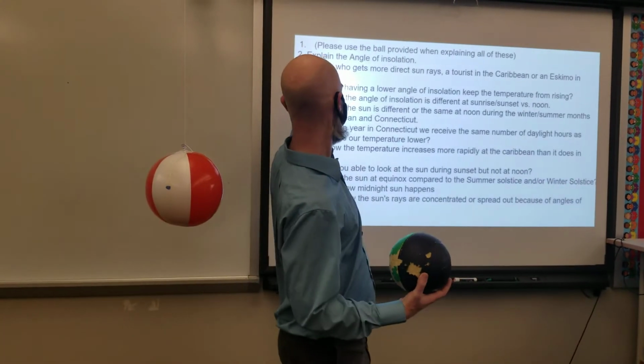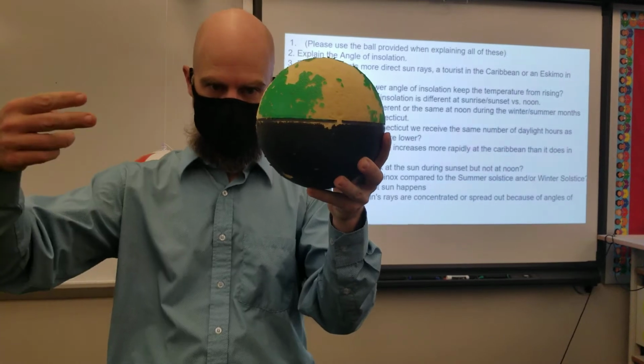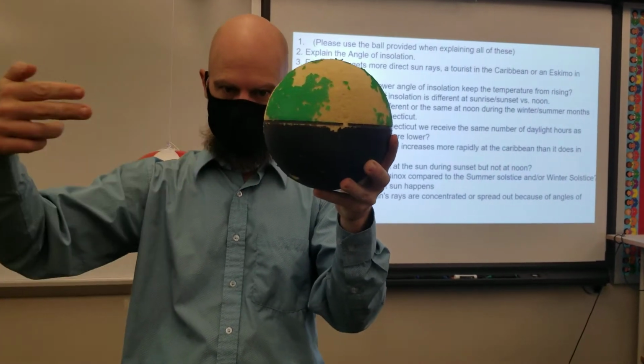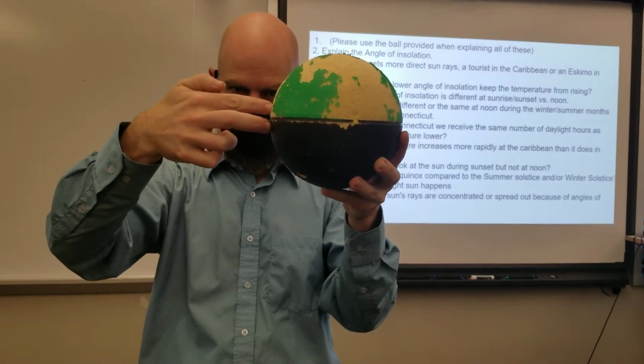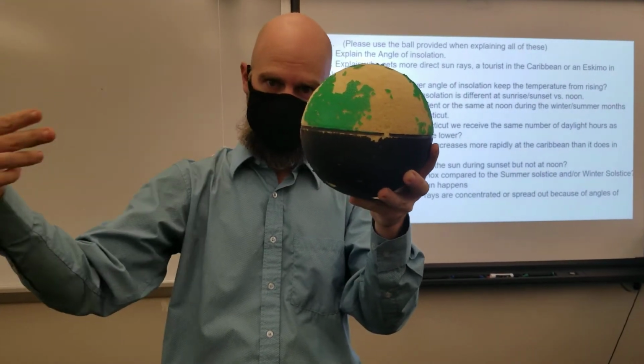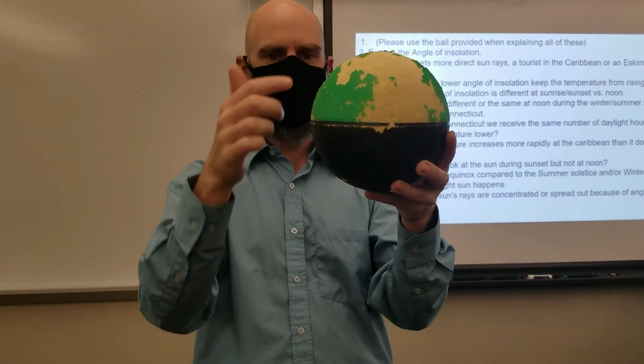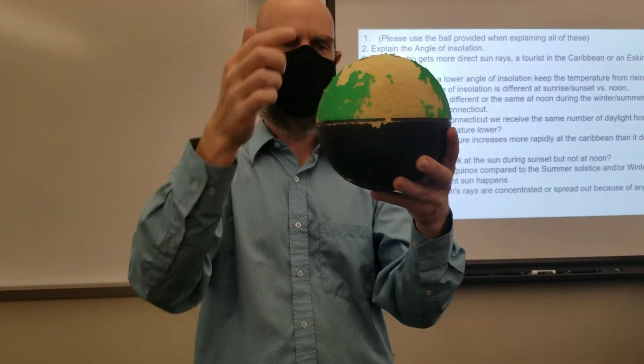Question 2, explain the angle of insolation. Here's the Earth, and here's the equator. When the sun is hitting like this, it's much more direct, versus up in the North Pole or South Pole, where the sunlight gets spread out. That's the angle of insolation: the angle that the sunlight is hitting the Earth at.